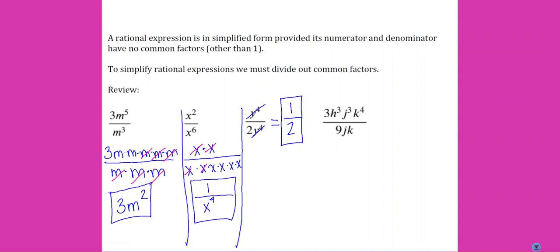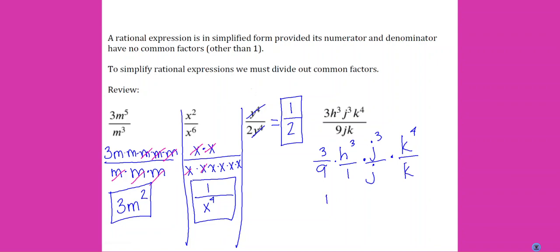Since the last one has more numbers and letters, I'm going to separate it into different pieces. So we have 3 over 9, those are our coefficients. We've got h cubed. There's no h's on the bottom, so I'm just going to leave a 1 down there. We've got j cubed, and there's a j on the bottom. And we've got k to the 4th, and there's a k on the bottom.